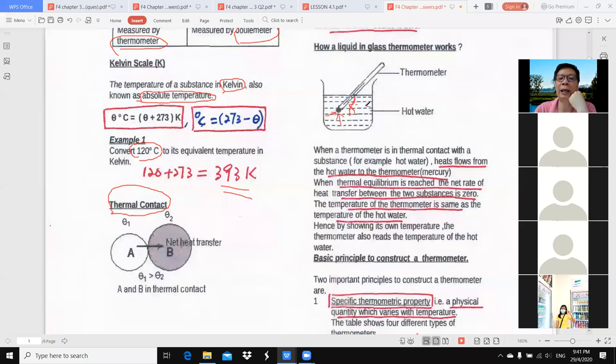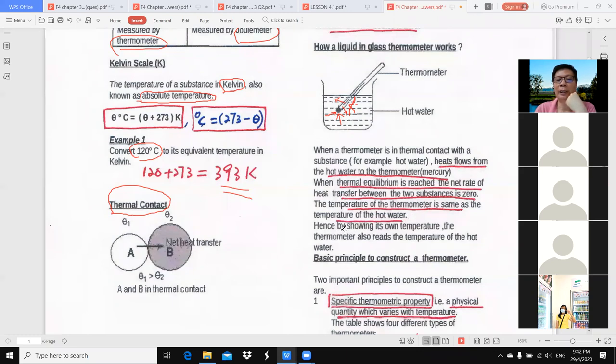But we cannot deny that in the opposite direction, a certain amount of heat also comes out from the mercury to the hot water. Both happen, in both directions. Heat can go in from the hot water to the mercury, and also can come out from the mercury. Now, when the heat going in and the heat coming out become the same, when you subtract, you get zero. That is called net heat transfer becomes zero. So the sentence is like this: when thermal equilibrium is reached, the net heat transfer becomes zero, and the temperature of the thermometer is the same as the temperature of the water, finally.